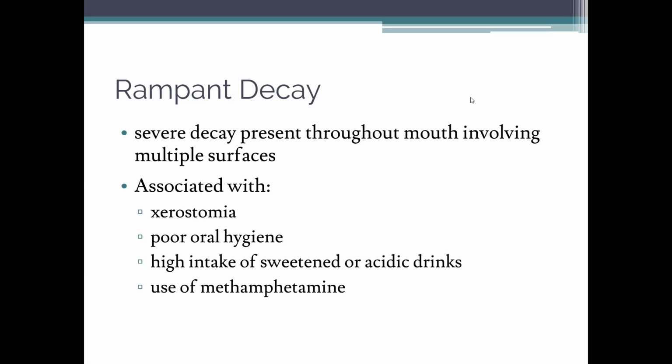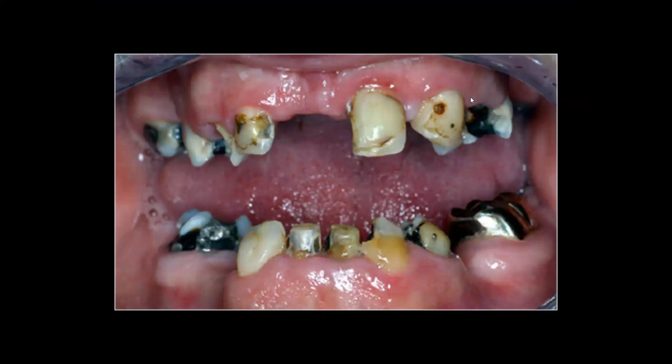If you've ever heard the term meth mouth, methamphetamine is a pretty acidic drug, and it will help destroy tooth structure. The other thing is people that are using meth really don't care about their oral hygiene, so that doesn't help as well. But this is an example of rampant decay.